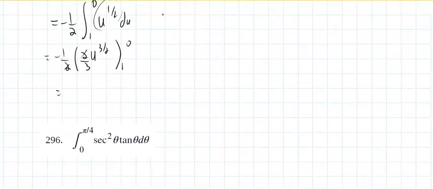The 2's cancel out. That's -1/3 times, throw the 0 in, throw the 1 in, and of course 1 raised to any power is 1, so the answer is 1/3.